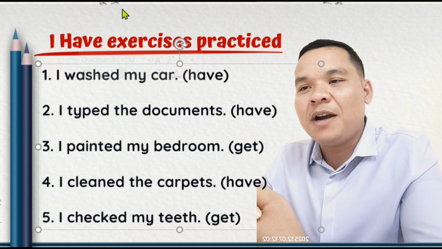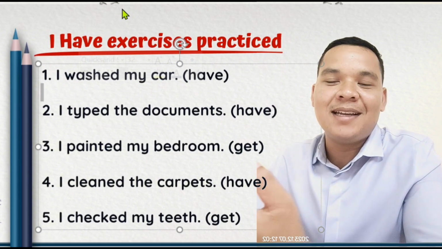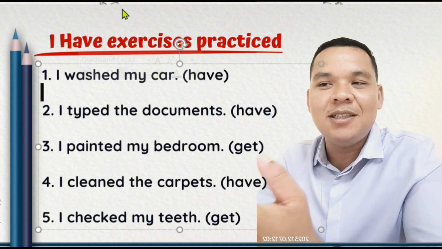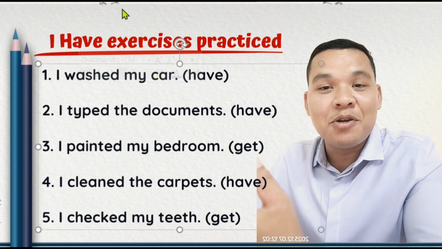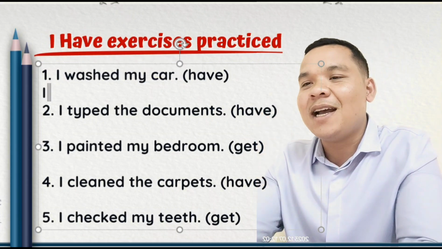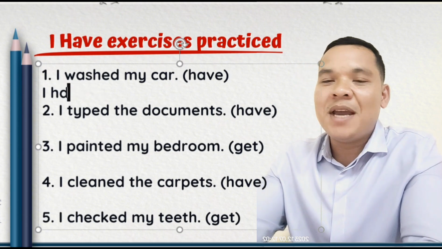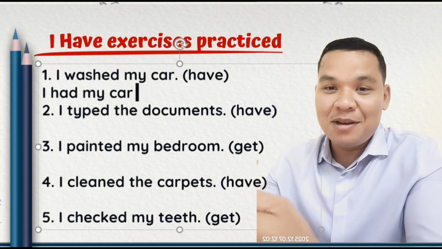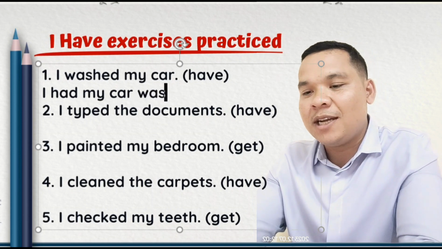We have five, number 1 until 5. I wash my car. This is a simple past sentence, you did it yourself. But now we change the sentence using have, to make it a causative use, have something done. So how do you say this? I had my car washed. I had because it is past time.